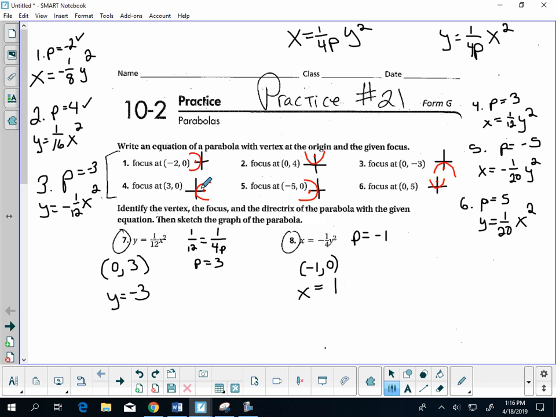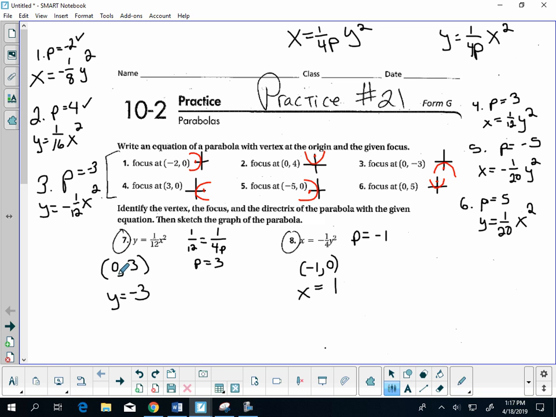On number 4, my focus is 3, 0. And I know it has to open sideways, and it's opening to the right. My p-value is 3, so that's going to be 1 over 12 y squared. And I know it's x equals because it's sideways. Same thing with number 5. That's going to be sideways as well, and my p-value is negative 5. Whenever it's opening to the left, you're going to have a negative sign, so it's negative 1 over 20 y squared. Number 6, your focus is 0, 5. That's opening upward. Your p is 5 because the distance from the focus to the vertex is 5 units, and you get 1 over 20 x squared.